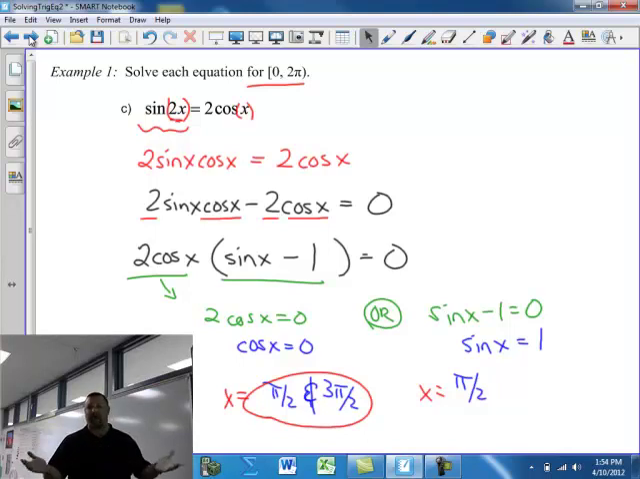All right, anyway, the answers are just pi over 2 and 3 pi over 2 for x. Our second parentheses just gave the same answer as the first one. So we're good to go.